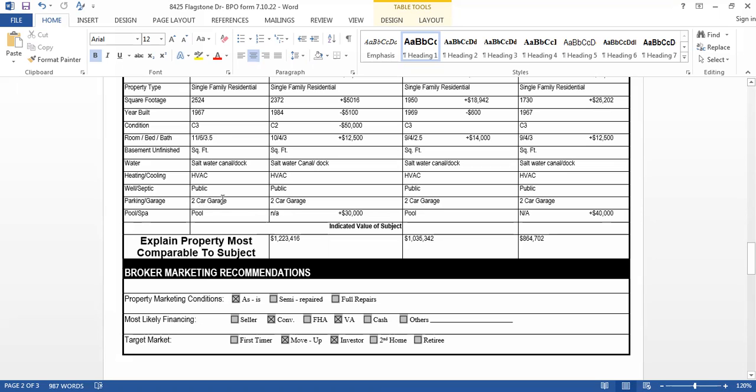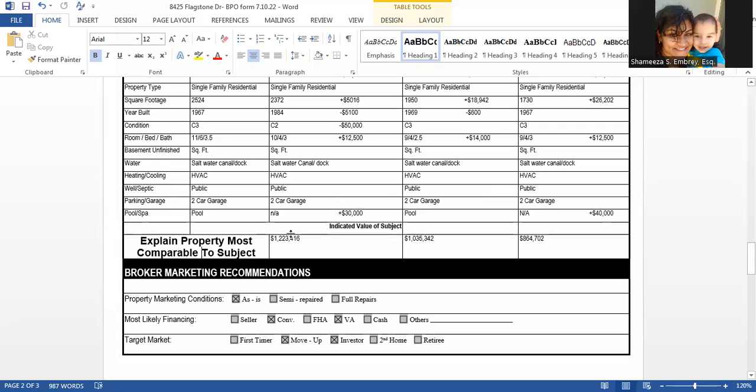Parking, garage, 2-car garage. So you'll see that I got 2-car garage. So I found everything to be equal on that. And then here, where there's a pool and spa, subject property has pool, and the first comparable does not. So I gave it 30 grand. This one has a pool, it's equal. And this one I gave 40 grand. So I didn't do my math right on that one, right? But I got what I needed as far as values.